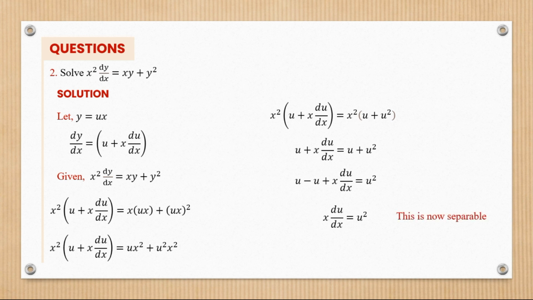So next I can collect all terms that have the u variable, and what I'll have is 1 over u squared du. Then collect all the terms that have the x variable together, and I'll have 1 over x dx. Now that I've seen this, I can introduce the integral. So I can integrate both sides.